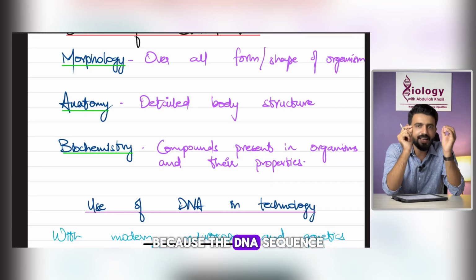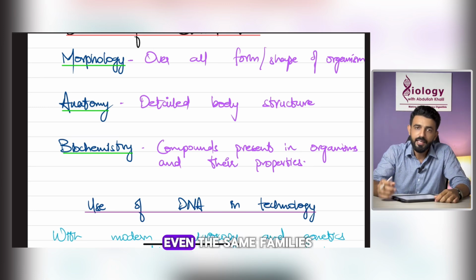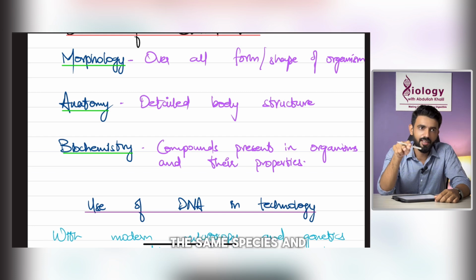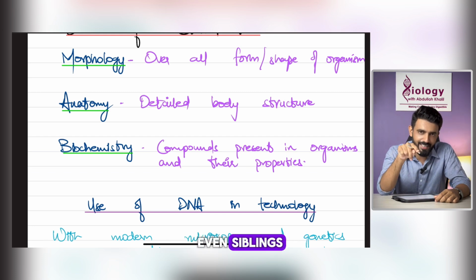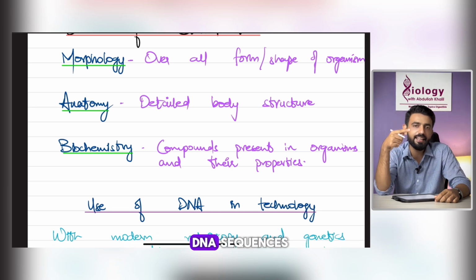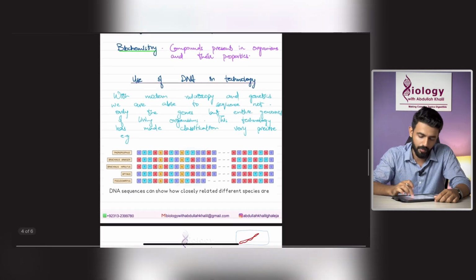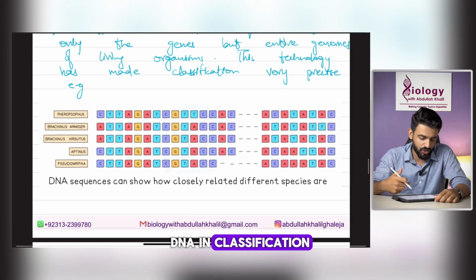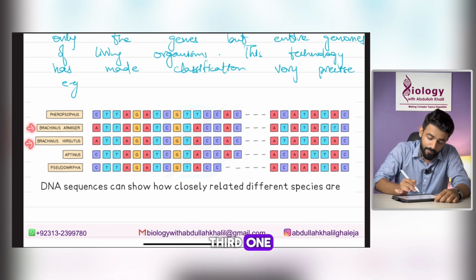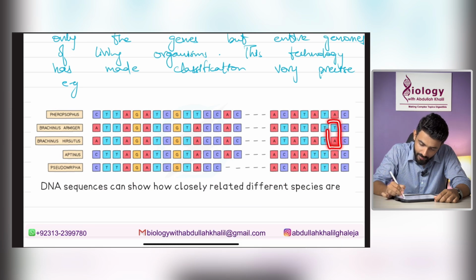Because the DNA sequence is different for all the individuals in the world. Even the same families, the same genus, the same species, and even siblings, even the parents and offspring, will have different DNA sequences. The base sequence of similar organisms is very similar. So how to use DNA in classification? If you just look at this example, the second and the third one have the same base sequence. The only difference is this.